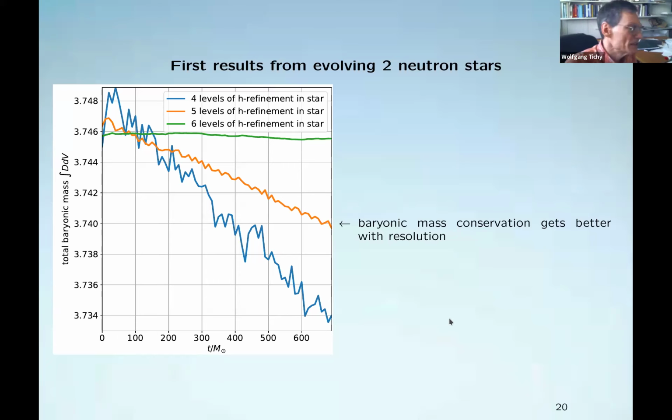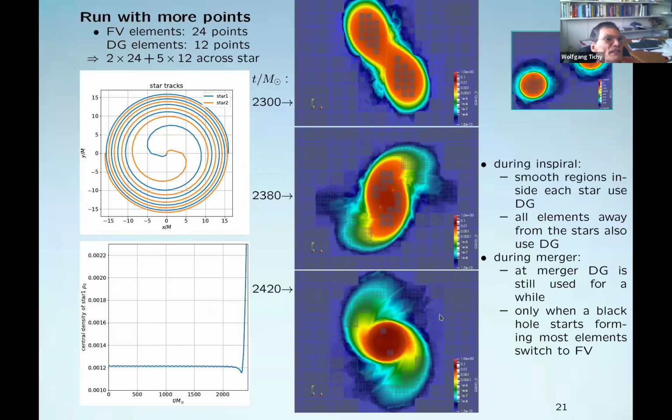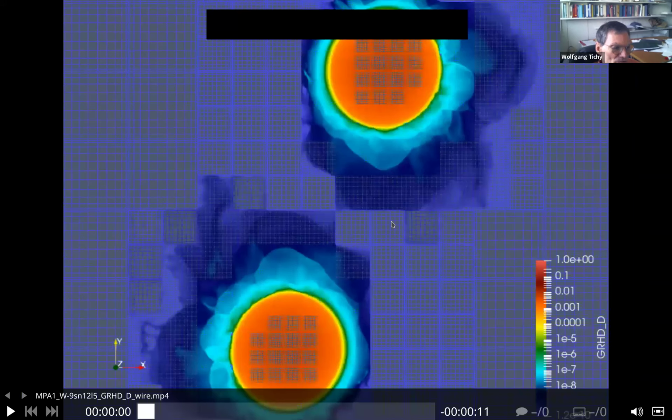We have redone this run for a longer evolution. And basically here I should say in the finite volume elements, we now use 24 points, and in the DG elements, we now use 12 points, which means we have 2 times 24 plus 5 times 12 points across the star, which is a decent resolution. And I have a movie here that I want to play briefly. So I should maybe stop it.